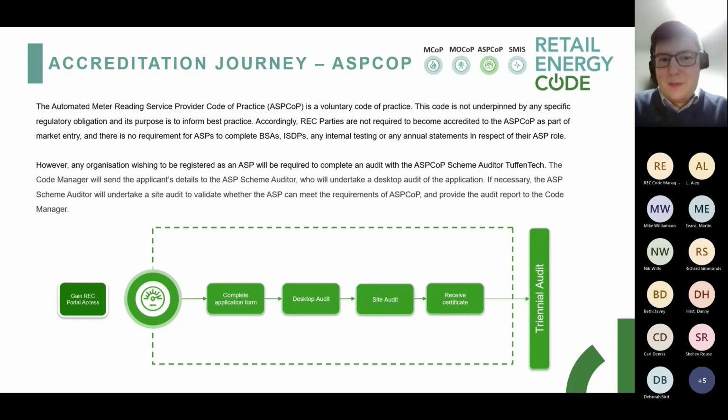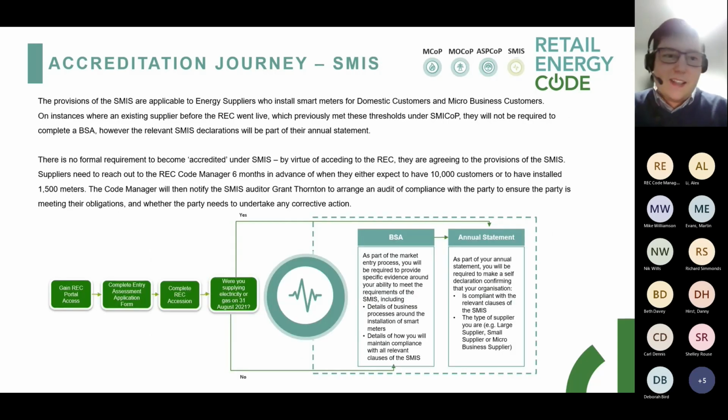In order to become a registered ASP, a party should, shockingly, raise an application through the REC portal. Quite used to that sort of section. We'll then provide your details to the scheme auditor, Tuffentech, and they will perform a desktop audit, like an office audit, and then they'll use that desktop audit to decide the scope of the site audit and indeed whether a site audit is needed at all. Tuffentech will then provide us, the RECCo manager, with a report to say whether you're compliant, and if so, we can issue your certificate. So that's ASPCOP.